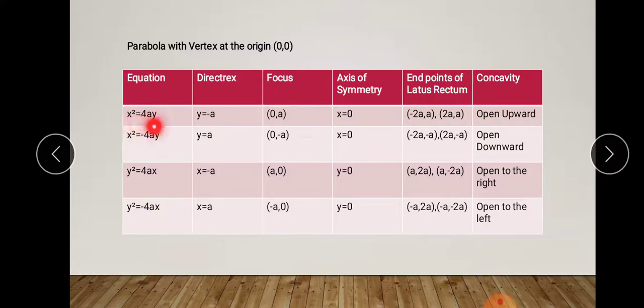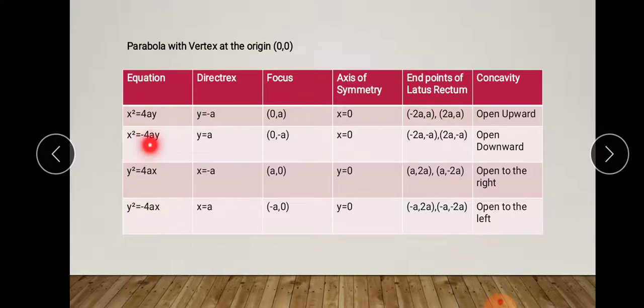x squared equals 4ay, the directrix is y equals negative a, the focus is at the point 0, a, axis of symmetry is x equals 0, and the endpoints of latus rectum at the points negative 2a, a, and 2a, a, and the concavity is open upward.